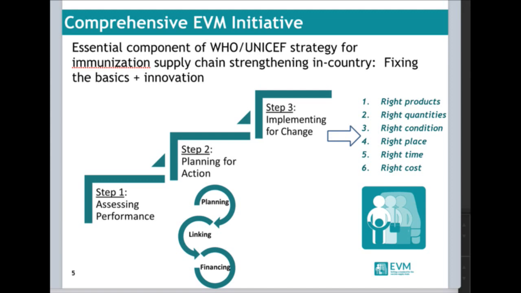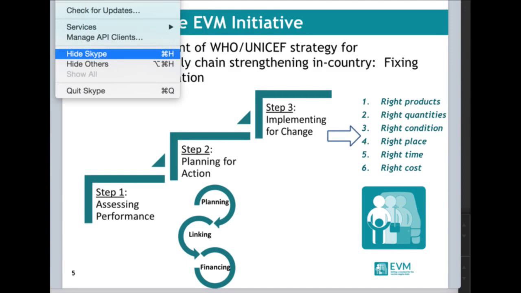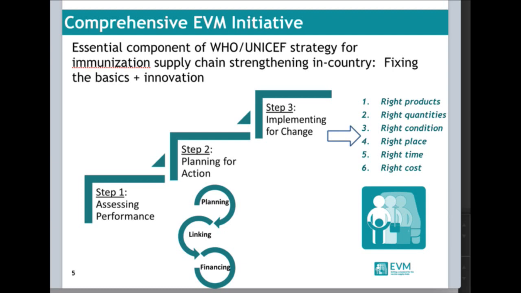The comprehensive EVM initiative is to try to place greater emphasis on step two, so that a country can shift into action and implement for change to reach what we call the six rights. Robert referred to that yesterday: getting the right products in the right quantities, in the right condition, at the right place, time, and cost. And this portion of implementing for change, because we're talking a lot about system changes, these are not changes that can be turned around quickly in a three-year time frame, perhaps not even a five-year time frame. It really requires longer-term vision to put what's needed into place to start to see results.